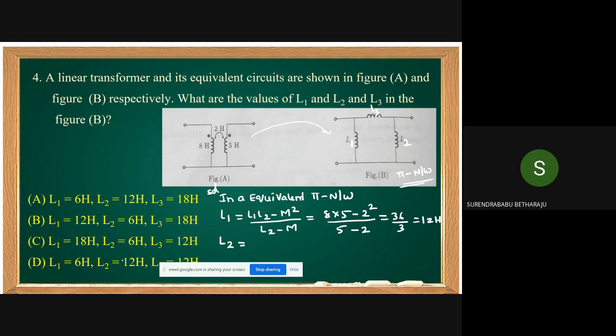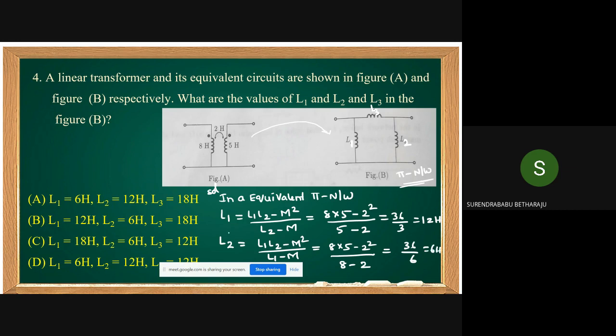What is L2? In the equivalent pi network, L2 equals (L1 L2 minus M square) by (L1 minus M). That is 8 into 5 minus 2 square, by 8 minus 2. That is 36 by 6. That is how much? 6 Henry.